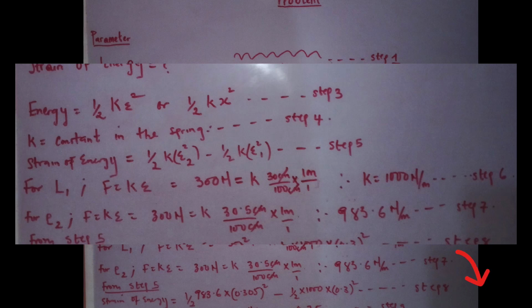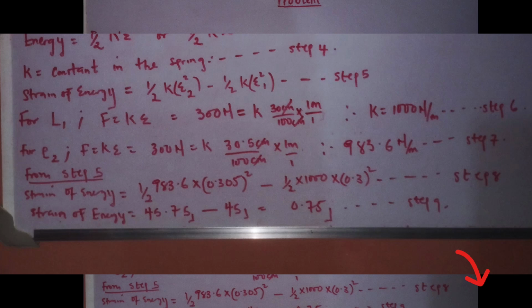If you look at step 4, they say K is the constant of the spring. So we have strain energy equals half Ke square, that is E2, the extended length, minus half Ke square, that is E1, the original length, which equals step 5. So for the original length 1, we have F equals Ke. There is a particular formula like this too, to determine the value of K.